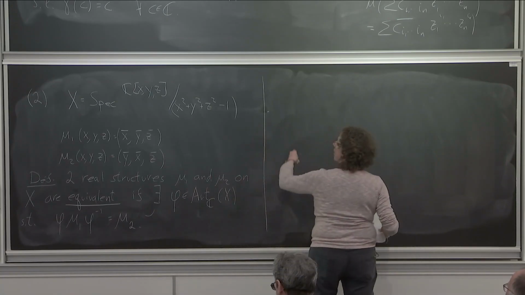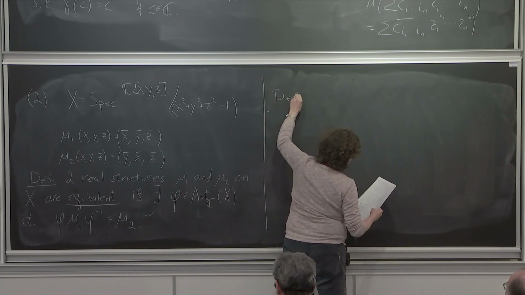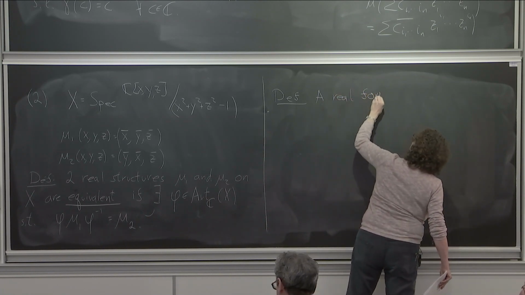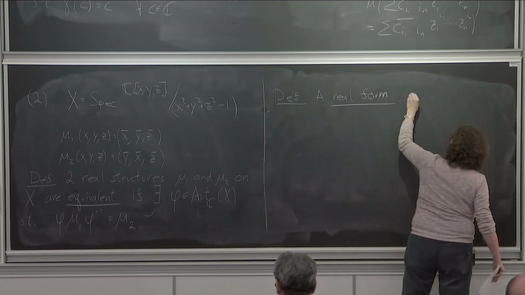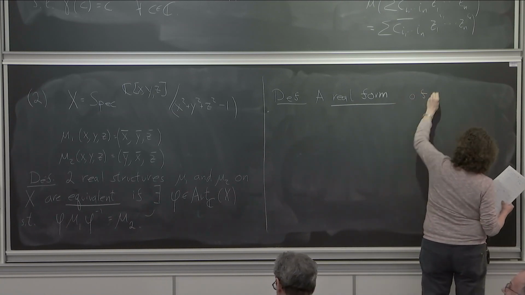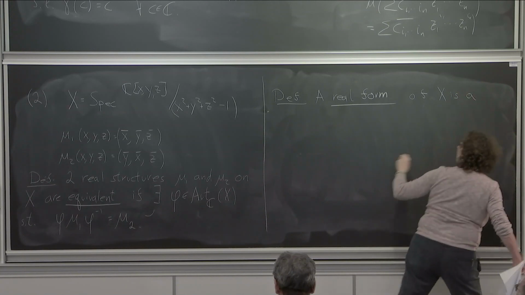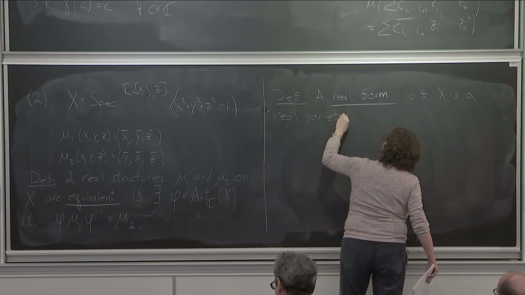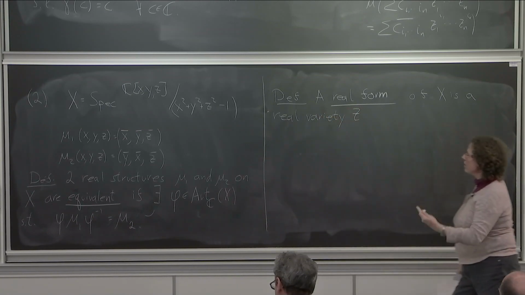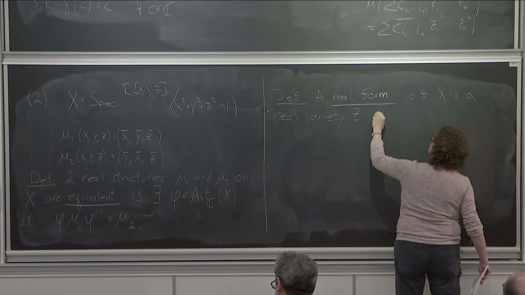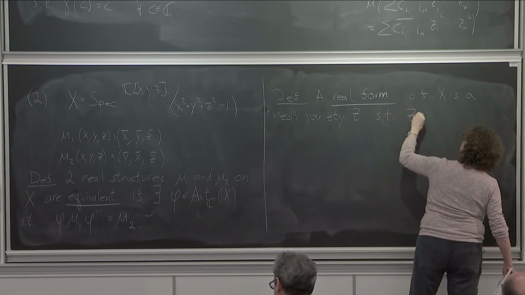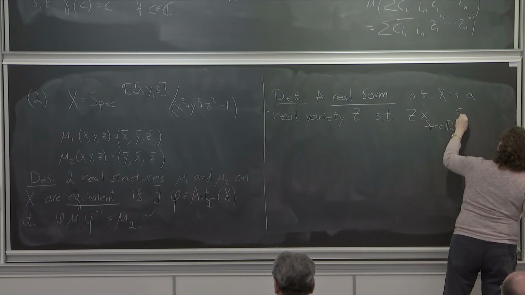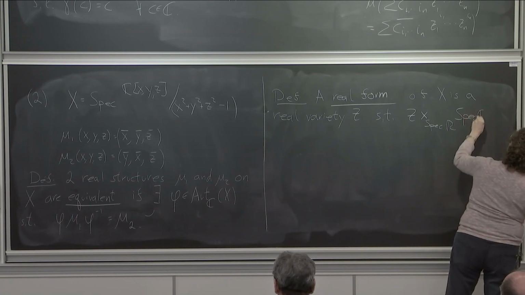Let me just go on here for a second and then we'll come back to that. A real form of X is a real variety Z, that is, a variety defined over the real numbers, such that its complexification is isomorphic to X.